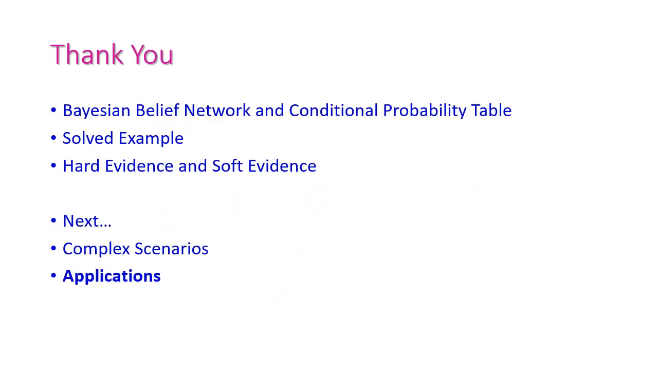So far we have seen the Bayesian belief network and the conditional probability table. After that we have seen one solved example, then the hard evidence and soft evidence of this Bayesian belief network. In the next class we will see the complex scenarios of Bayesian belief network and the applications of Bayesian belief network. Thank you.